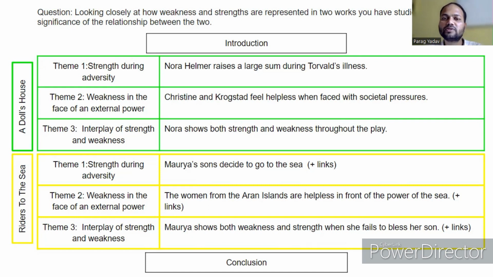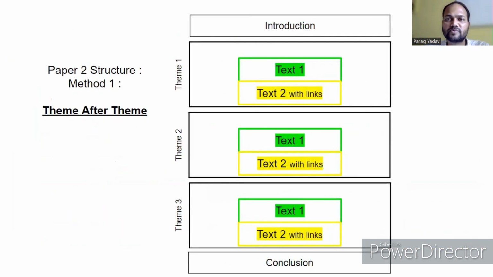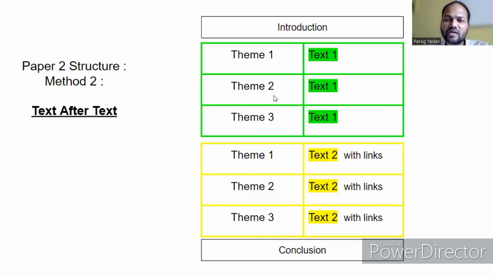So you see that both structuring methods are effective in their own way. They both have some advantages and disadvantages. In the first method, some students may find it easy to compare and contrast on the spot when text 1 and text 2 are dealt with. On the other hand, some students like to think about a particular text at a time. So for such students, dealing with all the three themes for only one text at a time could be easier, could be more comfortable.